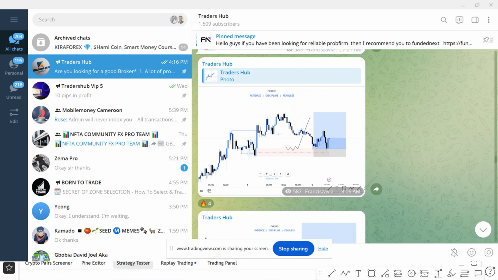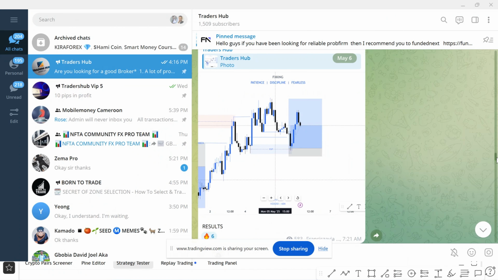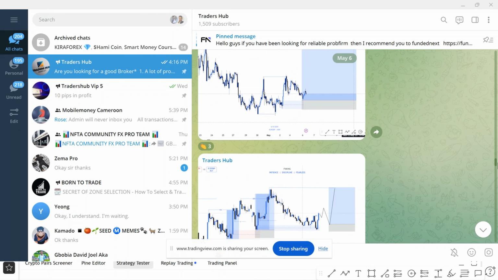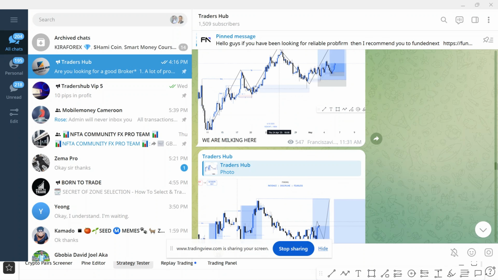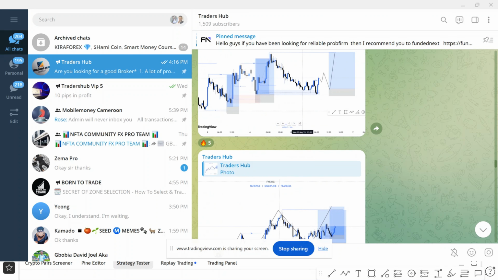Those screenshots that you see, those charts you see me post, they are not just random charts. These are other setups which we sent as well. There were a lot of them. We always send a lot of setups here, right?